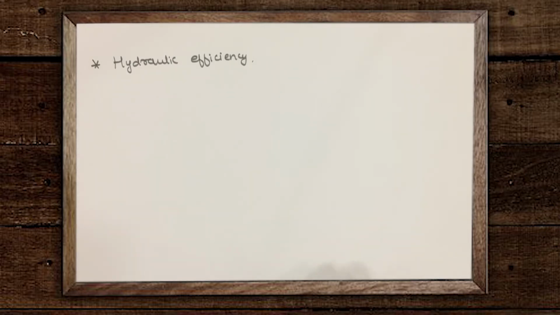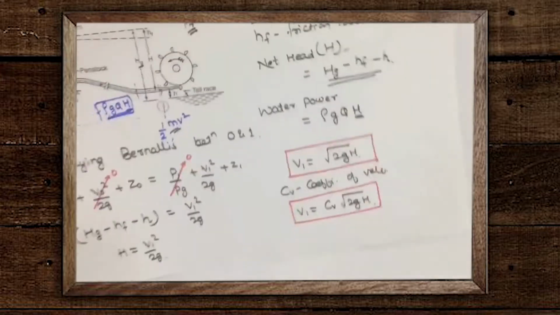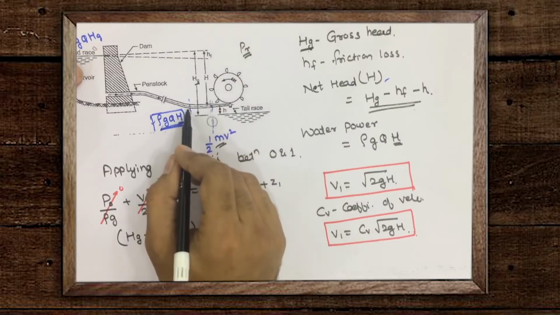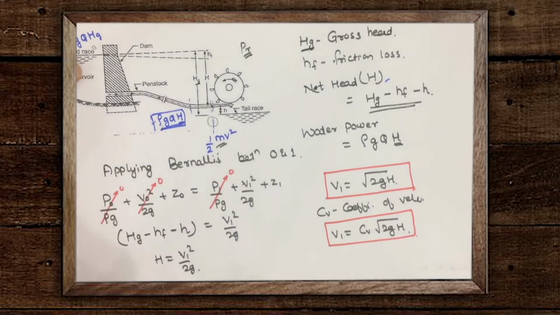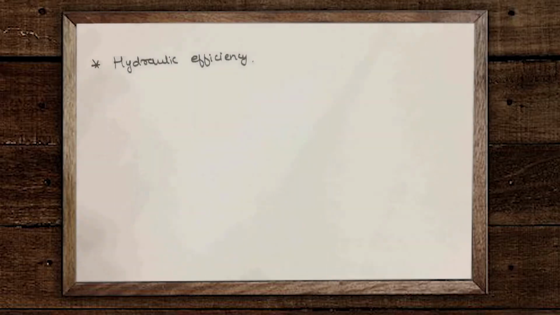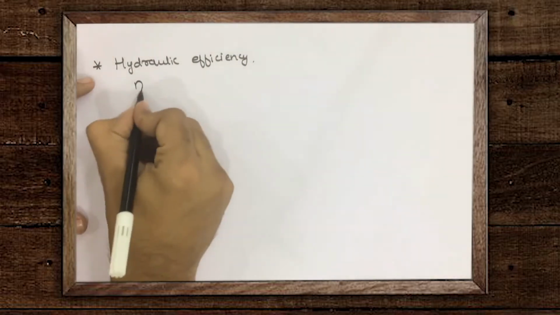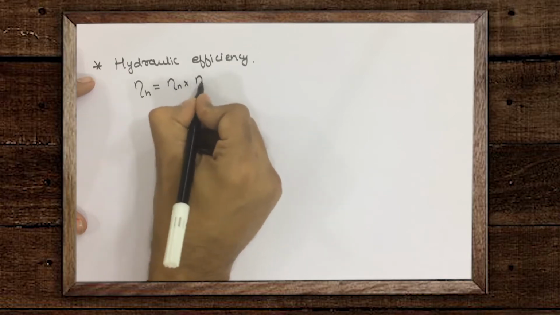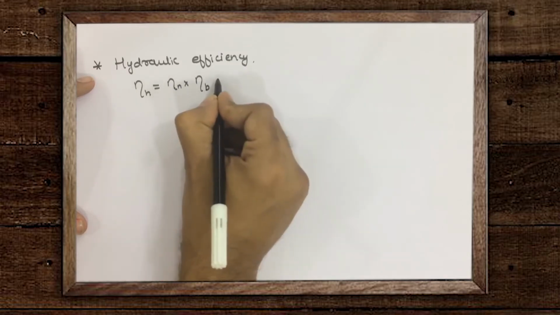So from this figure, if I want to explain to you, hydraulic efficiency is nothing but the runner power, that means the power which we are getting finally from the runner, divided by water power which was available at the entry of nozzle. Okay, so this hydraulic efficiency eta H can be written as nozzle efficiency into blade efficiency.